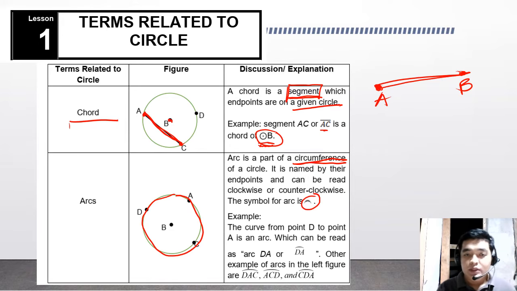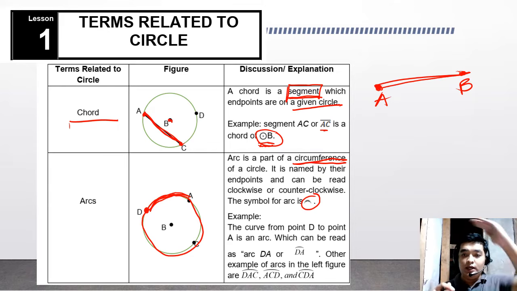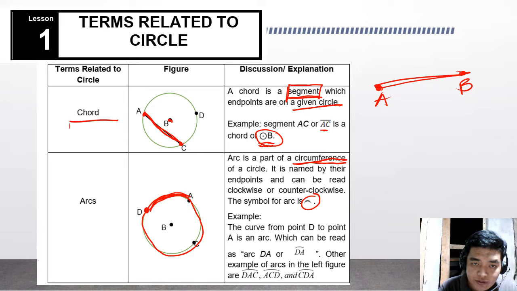For example, the curve from point D, meaning from here, to point A is an arc. Meaning this one is an arc, a part of the circumference of a circle, which can be read as arc DA. This one, arc DA.